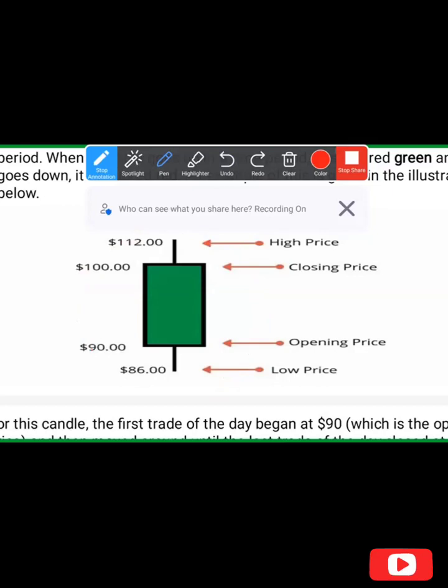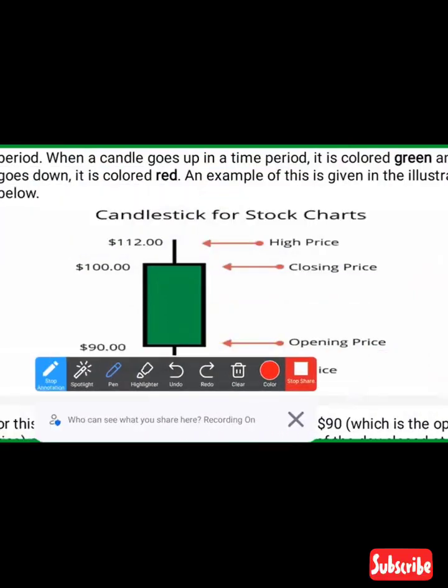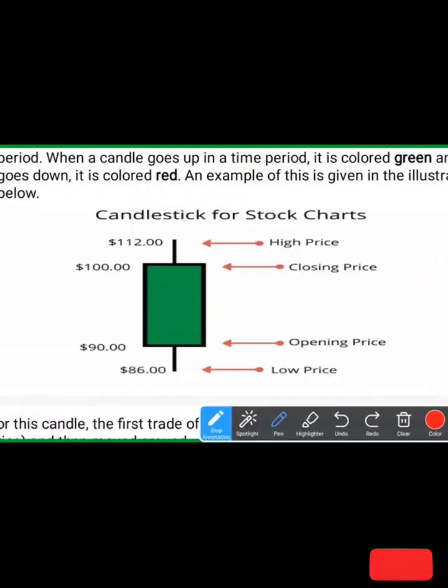I'd like to show you or explain in detail what this candle on this screen is trying to explain or talk about. Okay, now look at it. This is a bullish candle. We have two different kinds of candle. We have the bullish and the bearish.